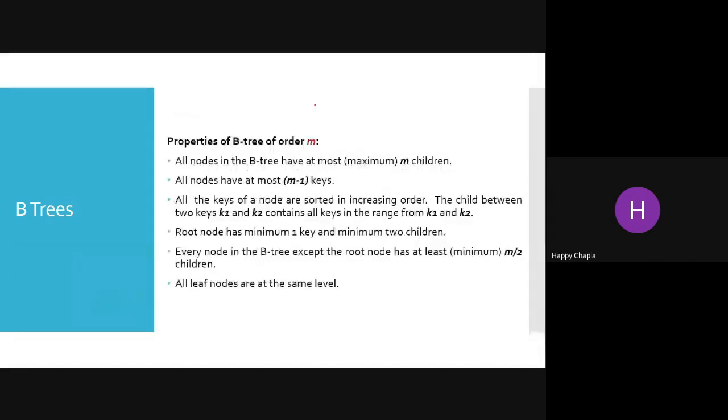Now, what are the properties of my B tree of order m? Okay, so all nodes in the B tree have at most m children.